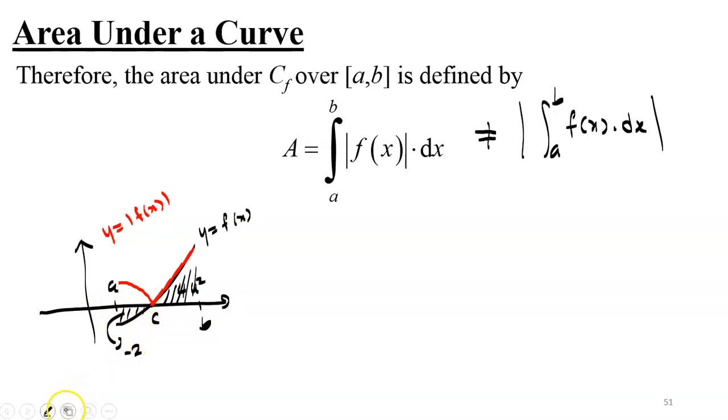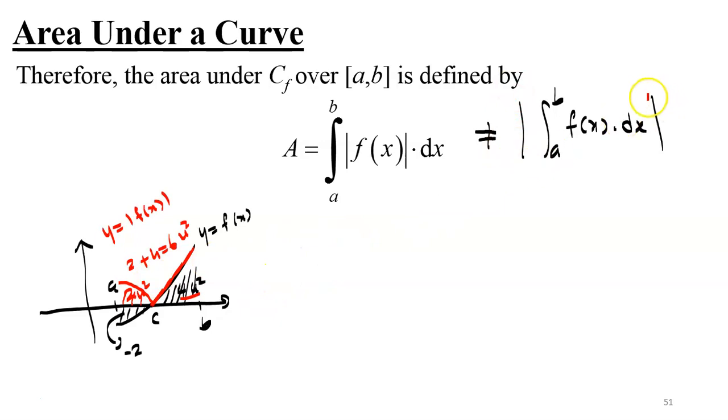Then in that case, when we consider the absolute value, because of the symmetry between a and c, if the integral here is -2, then the integral here would lead to an area of 2 units squared. And then over here, since the curve remained unchanged because it's positive, it would have remained 4. So by considering the integral of the absolute value of f of x, we would have 2 plus 4 equals 6 units squared as a total area.